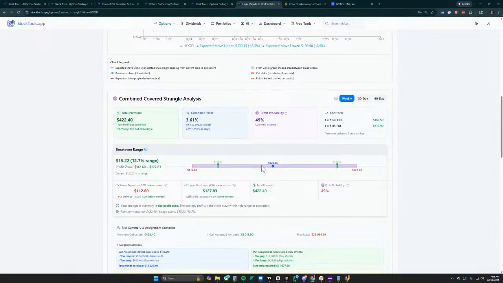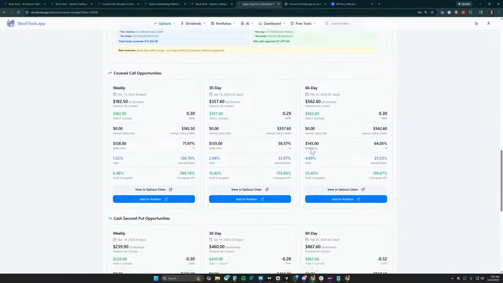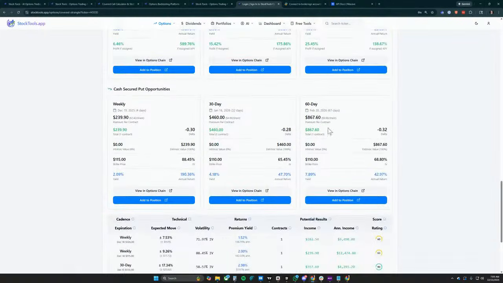The profitability is just like where you're at in the range right now. It tells you what strikes to sell. We can switch between the weekly and the 30-day and the 60-day. Try to figure that out. And then same, it'll pull in, here's your weekly, 30, 60, weekly, 30, 60 for the puts as well.